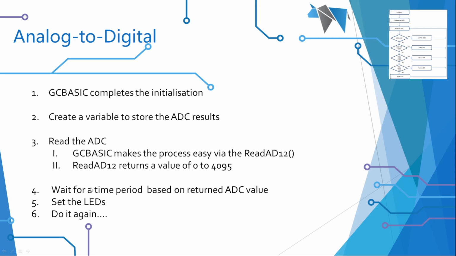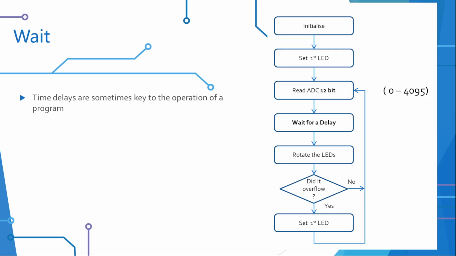So we've seen this before. With the ADC, GCBASIC completes the initialization. We're going to take the ADC value and store that in a variable. We're actually going to use greater granularity in the read of the ADC, because we're going to use a 12-bit read. Before, we did it with 0 to 255, which is an 8-bit read. So we're going to get a value between 0 and 4095 back. Then we're going to use that variable to wait for a time period, then set the LEDs and do it all again. What does that look like in terms of a flowchart?